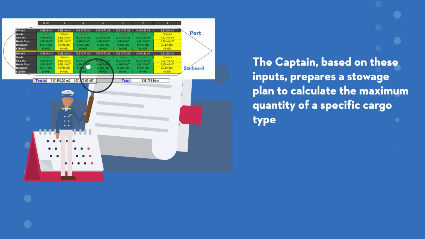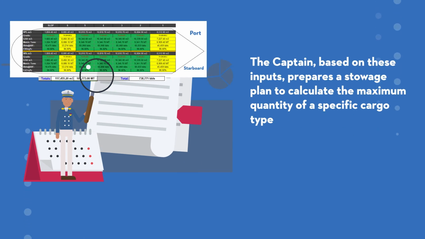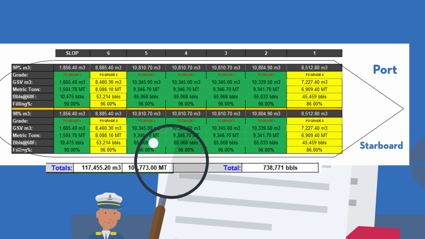The captain, based on these inputs, prepares a stowage plan to calculate the maximum quantity of a specific cargo type that the vessel can load, given specific port restrictions, as well as bunkers remaining on board. The tank's segregation also impacts the cargo stowage plan. Information on the tank's capacity and segregation specifics can be found in the vessel's Q88.